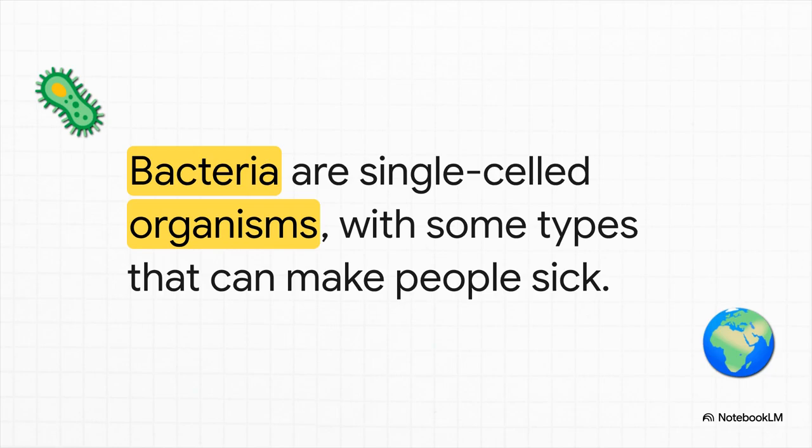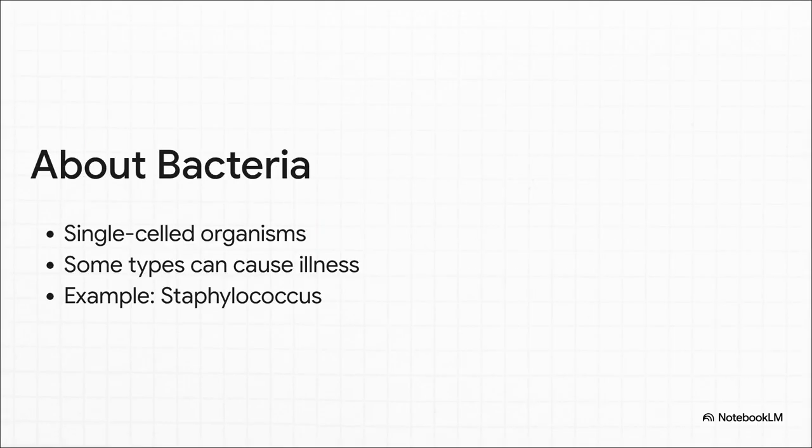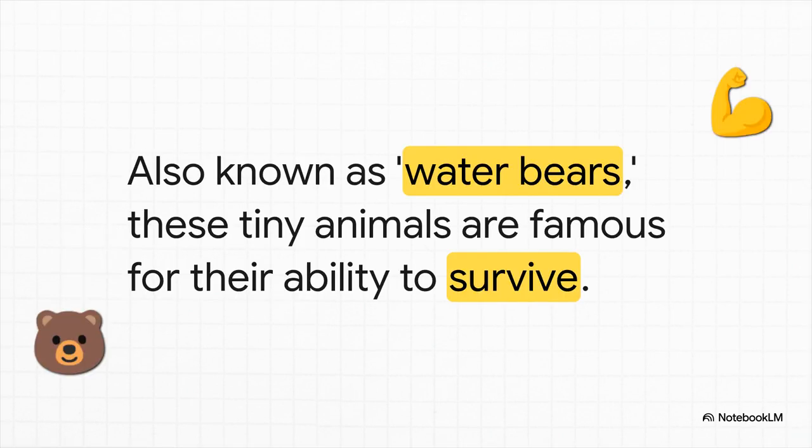Okay, next up is a word I'm sure you've heard before, bacteria. These things are probably the most common microscopic organisms on the entire planet. So what are they? Well, they're super simple. They're single-celled, which means their entire body is just one cell. That's it. And they are everywhere. I'm talking in the dirt, in the air, and yep, even on your skin right now. Now, most of them are totally fine, but some, like the one mentioned here, Staphylococcus, are the kind that can make you sick.